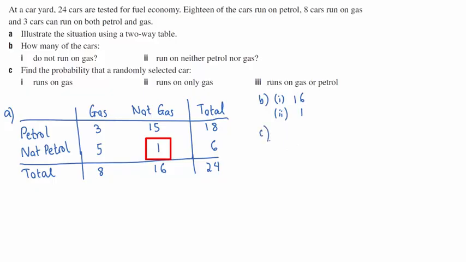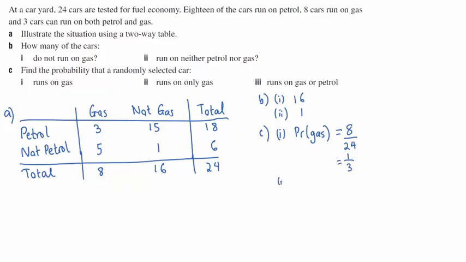Now let's find the probability that a randomly selected car runs on gas. So we write the probability of gas. Well, there are 8 cars that use gas, which we get from the total here, divided by the total number of cars tested, which was 24. So 8 over 24 is the same as 1 over 3.